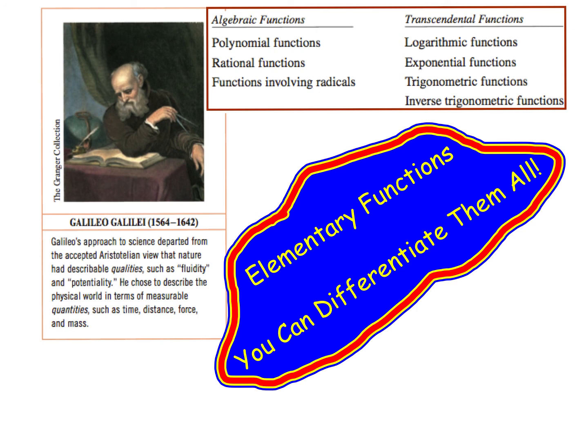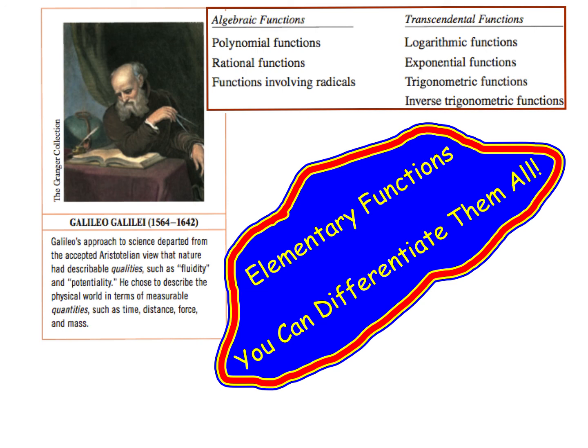Galileo's approach to science departed from the accepted Aristotelian view that nature had describable qualities such as fluidity and potentiality. He chose to describe the physical world in terms of measurable quantities such as time, distance, force, and mass.